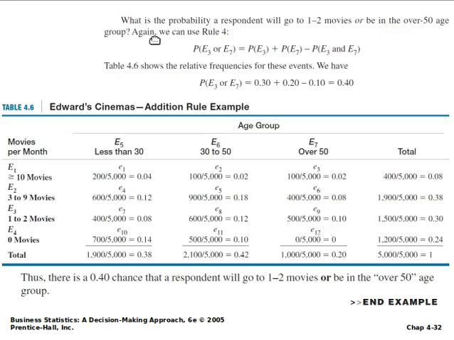What is the probability a respondent will go to 1 to 2 movies or be in the over 50 age group? Again, we can use rule 4, and that is based on this table. It is 40%.